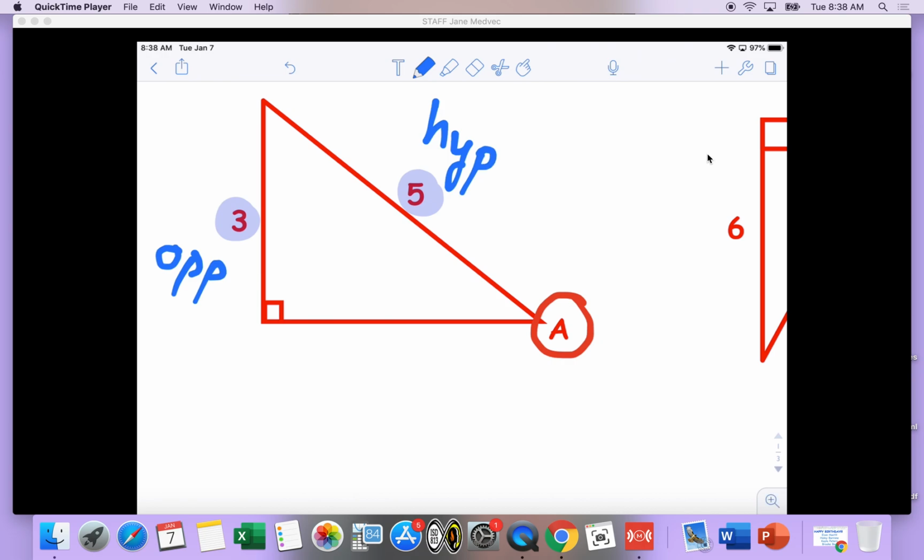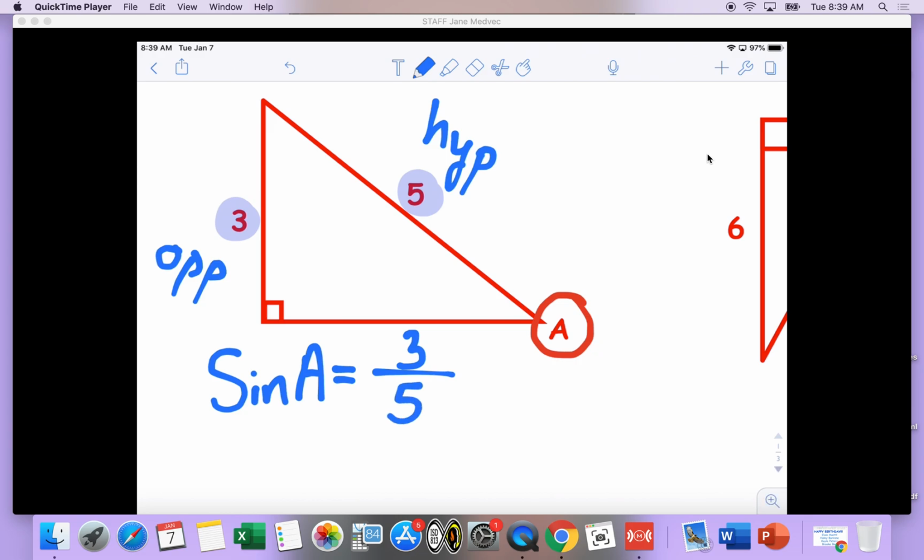We've been working on that, right? So seeing that shouldn't be too hard. If I'm looking at opposite and hypotenuse, which one of the trig functions should I use? Sine, cosine, or tangent? Sine. I'm going to use sine because remember SOH CAH TOA. Sine is opposite over hypotenuse. So I'm going to grab sine, write down the A, and what goes in the numerator? The 3, because it's the opposite, over 5, which is the hypotenuse.